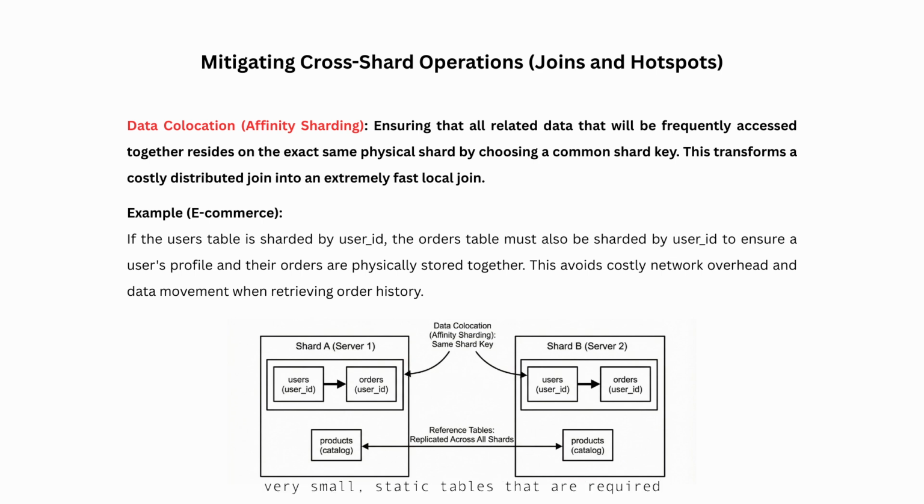For very small static tables that are required globally, like a product catalog or a list of exercises, the best strategy is often to use a reference table. This means replicating a full copy of the small table onto every shard. This eliminates cross-shard queries for common lookups, provided the reference table doesn't update frequently, as every change will require synchronous updates across all the replicas.